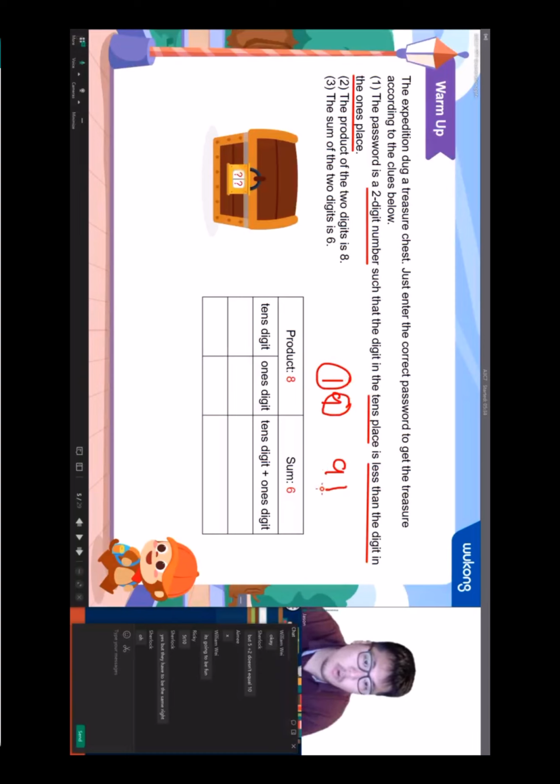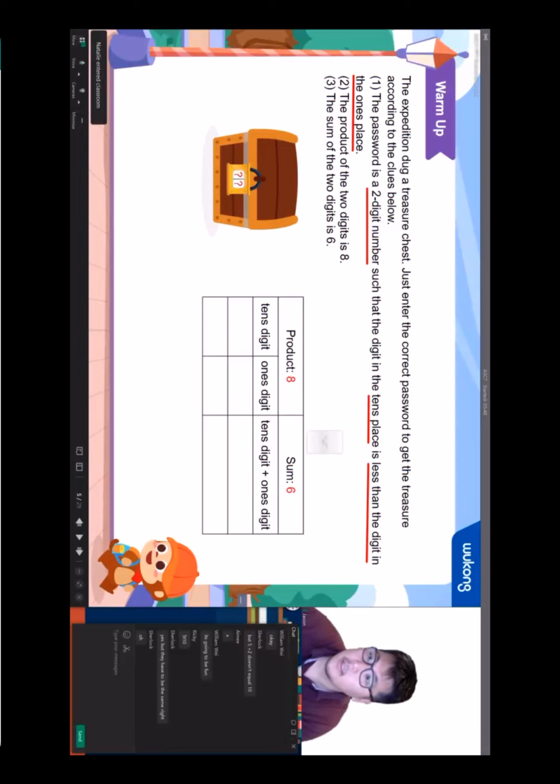So 91 is okay because tens place is, it's the opposite, sorry. Tens place is less than. So 91 doesn't work, but 19 works because 1 is smaller than 9, right? Okay, so now the product of the 2-digit is 8, and the sum of 2-digit is 6. Okay, so we have many clues, guys. So, what do you think?